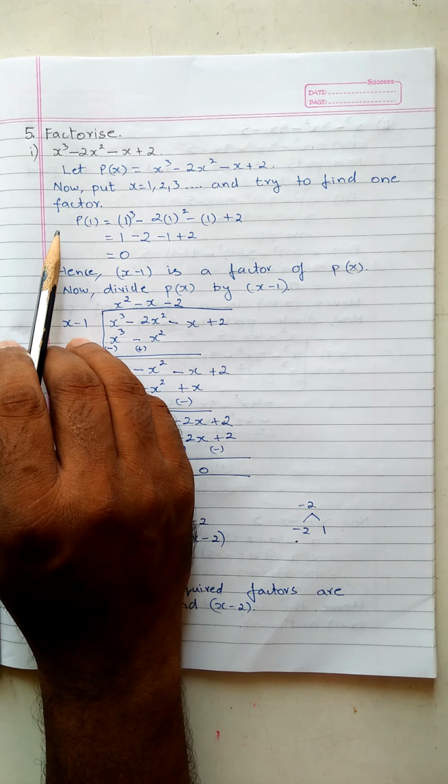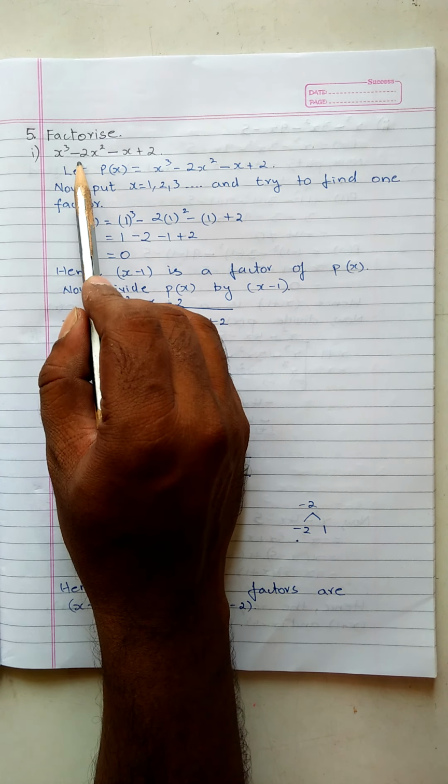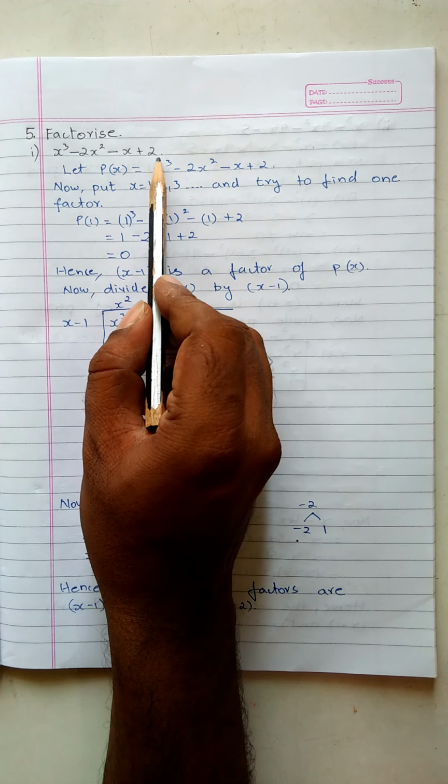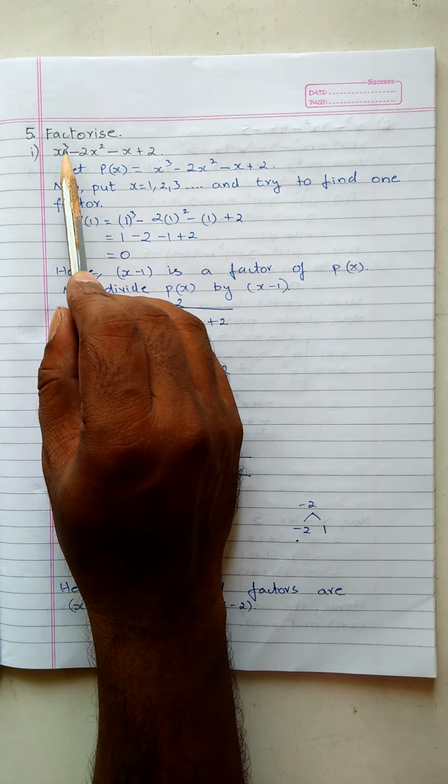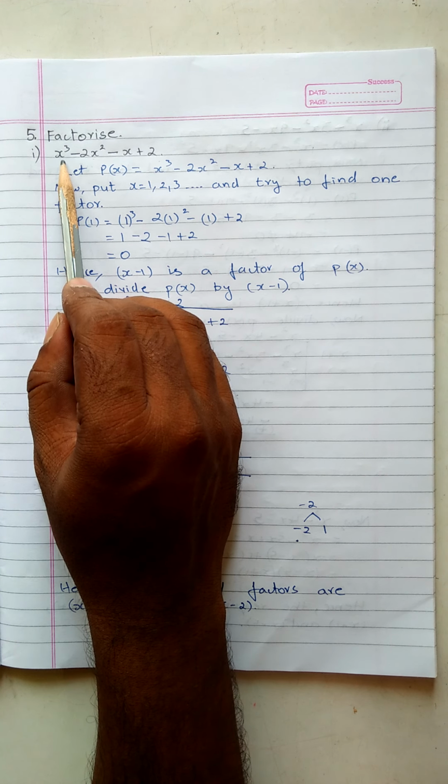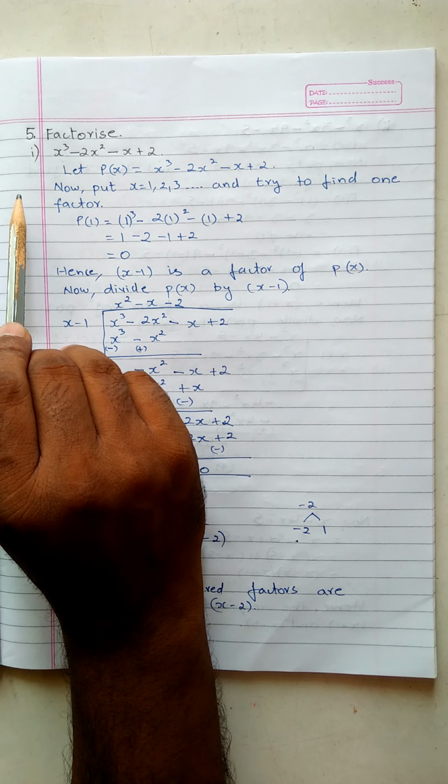Let's see the fifth sum. Factorize x cube minus 2x squared minus x plus 2. In the previous ones we had maximum power 2. So here we have power 3. So how do we find the answer?